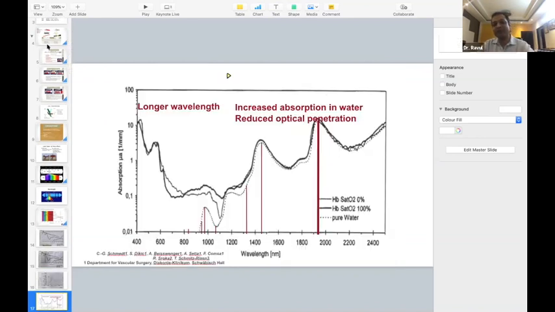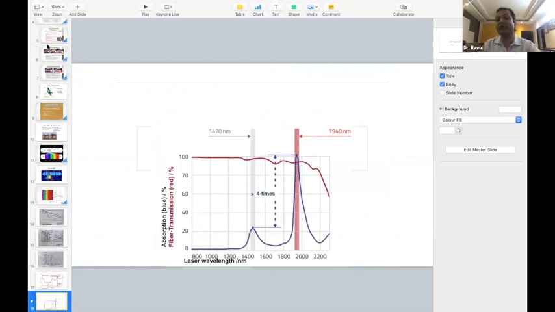Now this is a chart which is given by the companies. What that means is that if you use 1470 nanometer, you get less water absorption. So that's why I use the 1940 laser, a new laser, because it has more water absorption. At the same time, it also has hemoglobin absorption, HbO2. Another chart showed that if you use 1470 as compared to 1940, 1940 gets four times more water absorption of the laser. So that's why we should use 1940 instead of 1470.